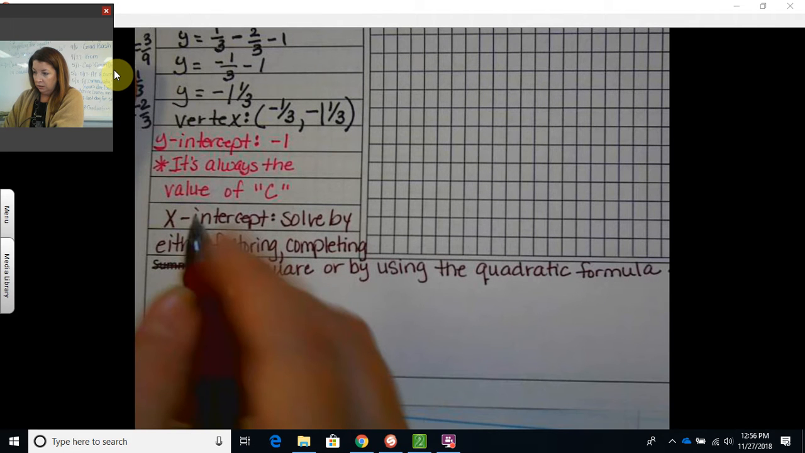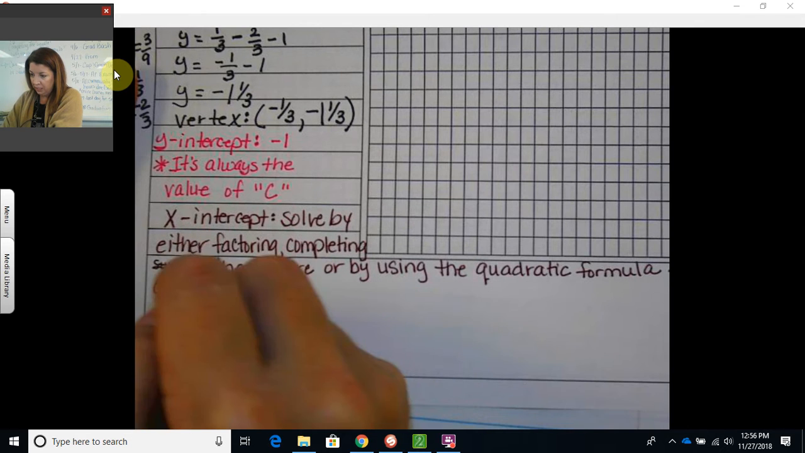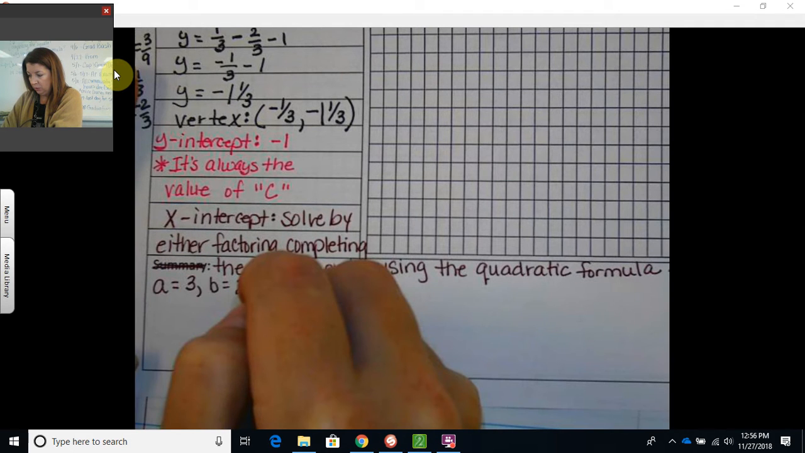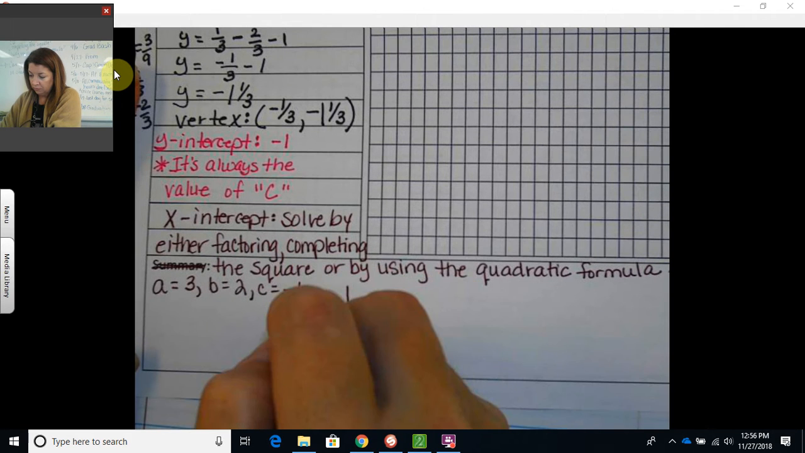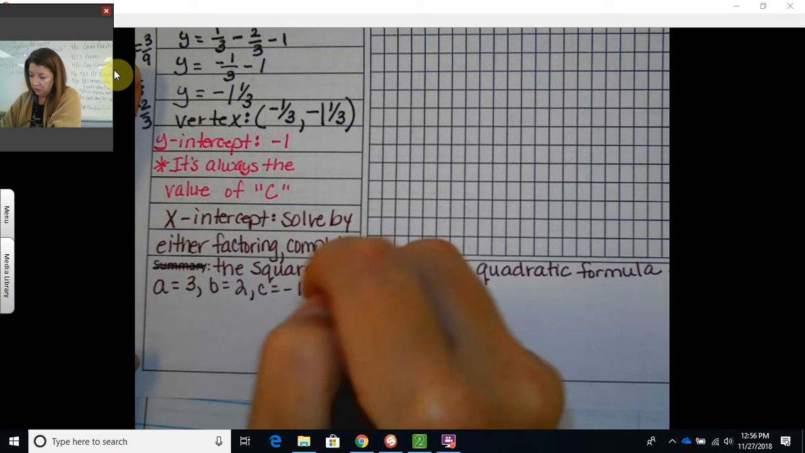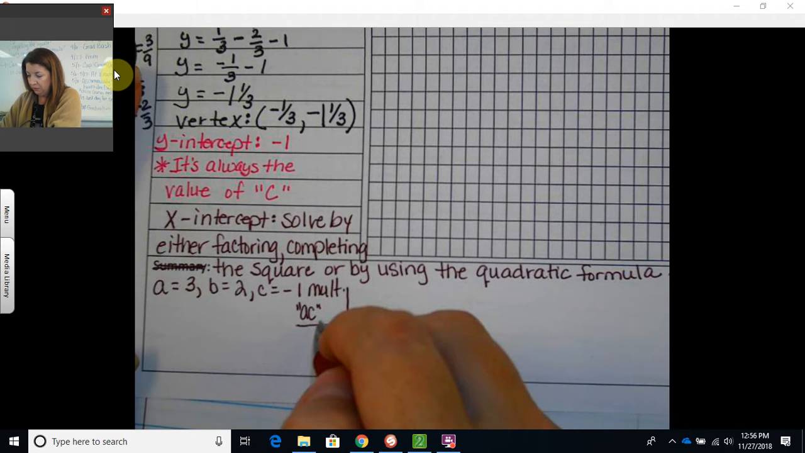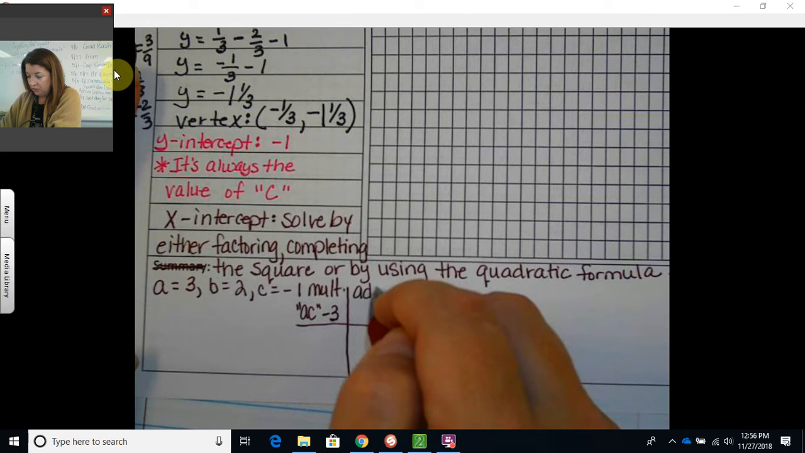So we know, and we have this written above, but I don't want to keep moving my paper up and down, that A was 3, B was 2, and C was equal to -1. Make a little t-chart. On the left side, we want two numbers that multiply together to give us A times C. Well, A times C would be -3. And we want on the right side two numbers that add together to give us B, and B is +2.